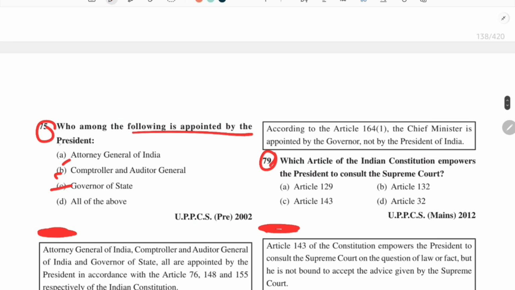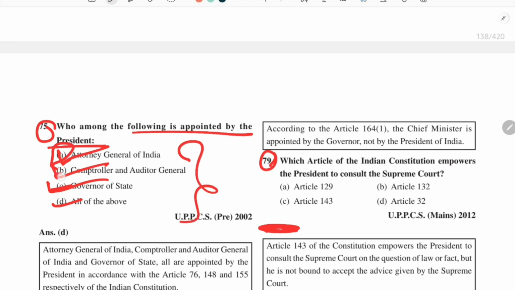Who among the following is appointed by the President of India? The Attorney General of India is appointed. Yes, the CAG is also appointed. Governors of the states are also appointed. So here the answer is D, because you can read in the book that all these important constitutional posts are appointed by the President.